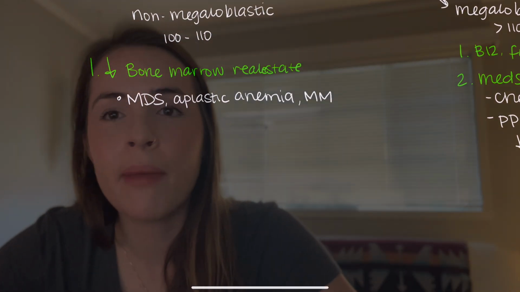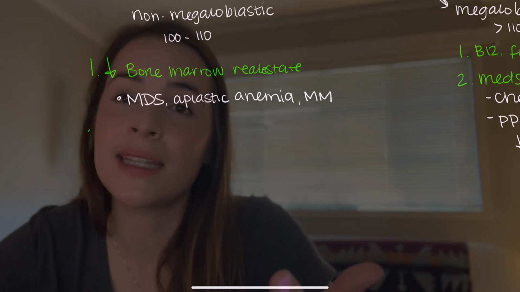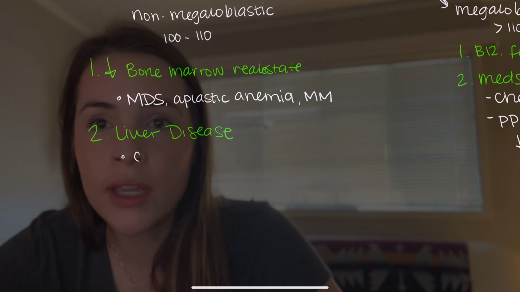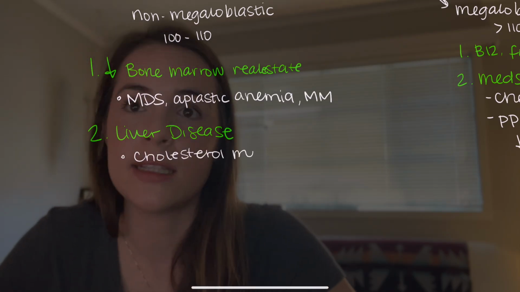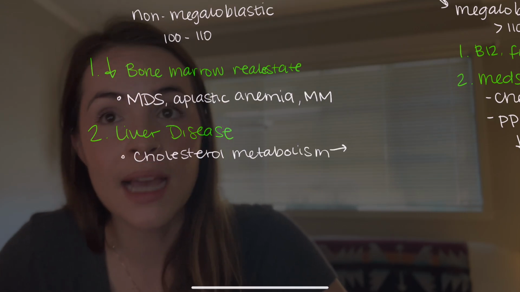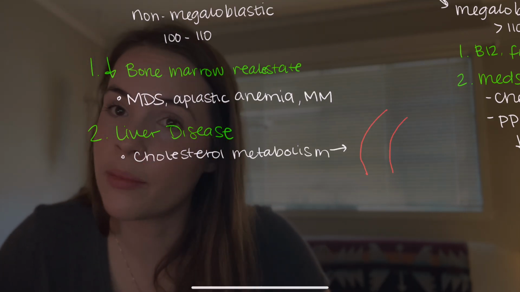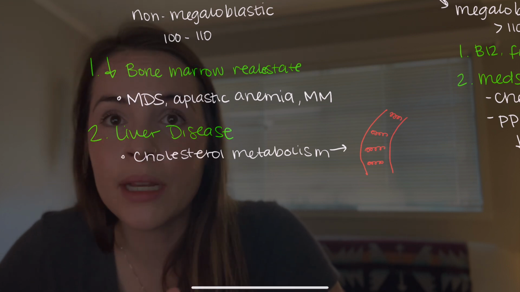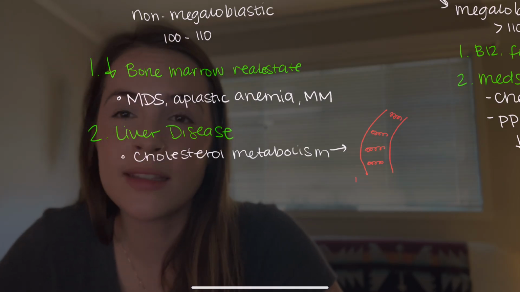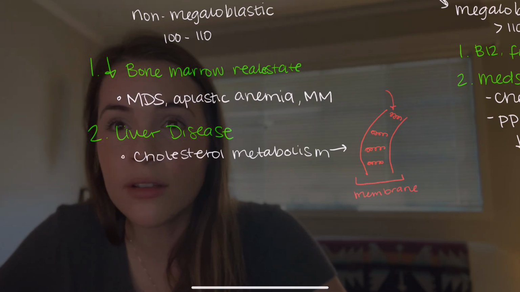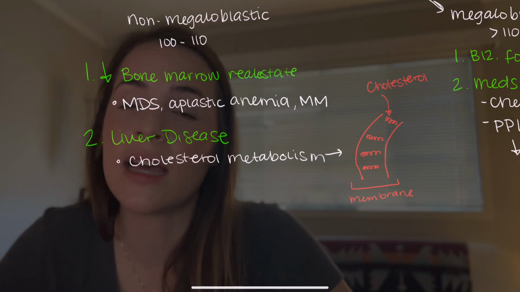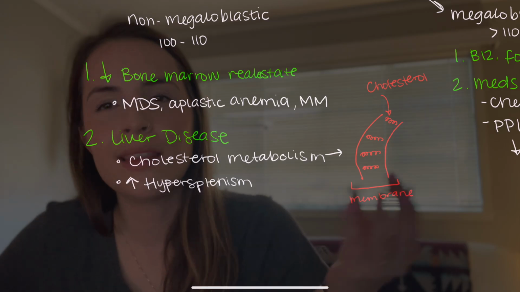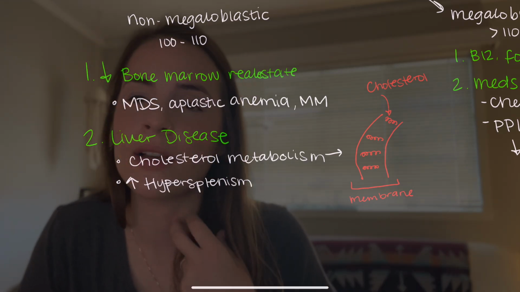So one cause of a macrocytic anemia that's not megaloblastic is actually liver disease. And this also causes a larger MCV or volume for different reasons, primarily due to cholesterol metabolism. So cholesterol metabolism happens in the liver. And when this isn't happening properly, you get more cholesterol that's deposited in the cell membranes, leading to larger cells, as well as changes that happen from hypersplenism. So back up from the liver into the spleen. The spleen is all of a sudden eating a bunch of the red blood cells.